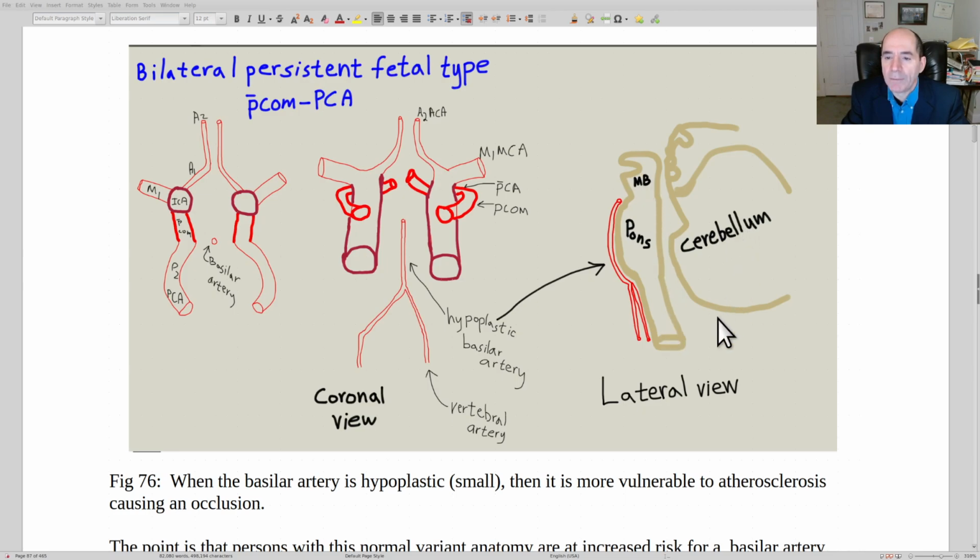Here's your cerebellum. Okay, so what I'm saying is you're going to form little atherosclerotic plaques and clots in this artery. That's normal for that to happen, and normally the body can handle it pretty well. But when you've got a small basilar, it's at increased risk to occlude the little penetrating arteries that go into the pons and also some of its branches that will supply blood to the cerebellum. And so these patients have a higher risk of pontine strokes and cerebellar strokes.